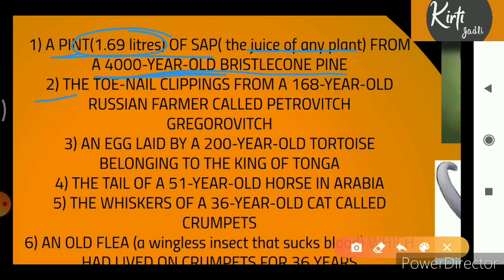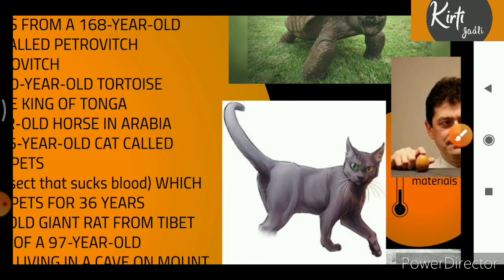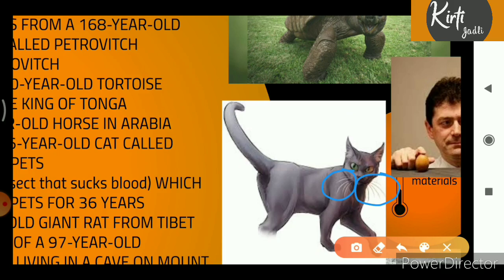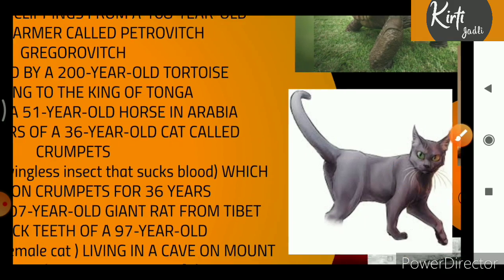Then the second thing that he collects is toenail clippings. So toenail, you know what a toenail is? The nail on your toes. So a toenail from one old Russian farmer called Petrovich Grigorovich. An egg laid by a 200-year-old tortoise belonging to the king of Tonga, the tail of a 51-year-old horse in Arabia, the whiskers of a 36-year-old cat called Crumpets. So you know what are whiskers? If you must have seen a cat usually has these whiskers, okay? So he gets those whiskers from a 36-year-old cat.